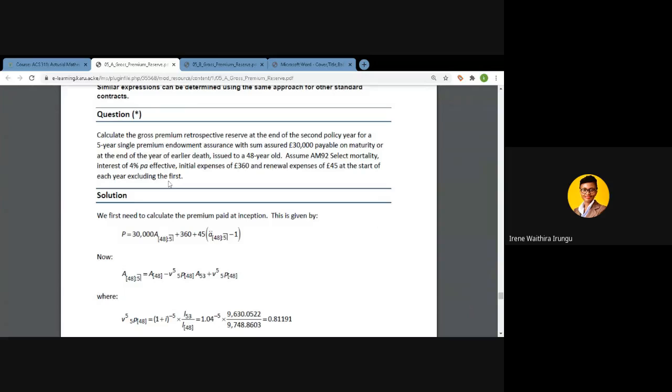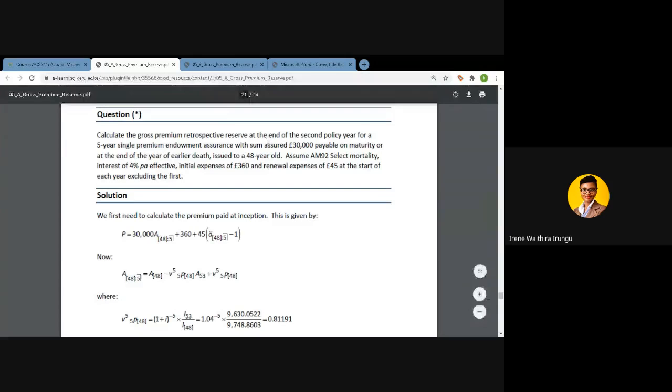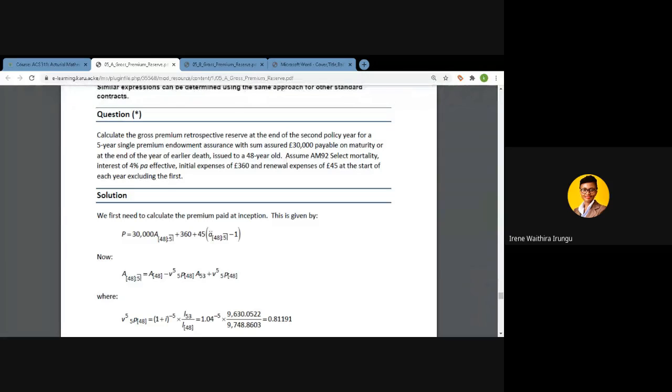So this question may have been structured in a different way so that after the 48-year-old, you would have been told using the following bases. And then this will have been listed. Mortality, the AM92 select, interest 4%.